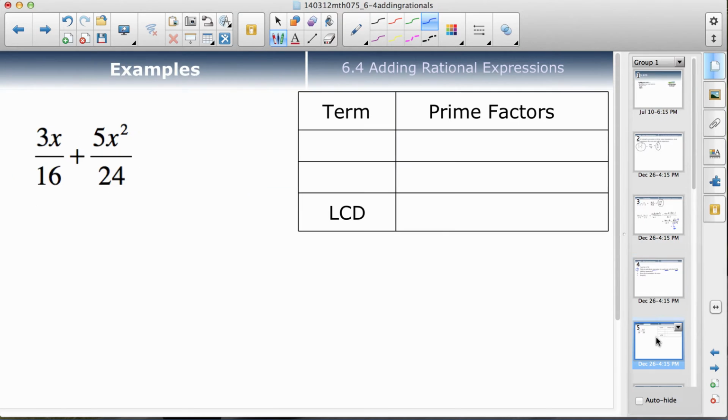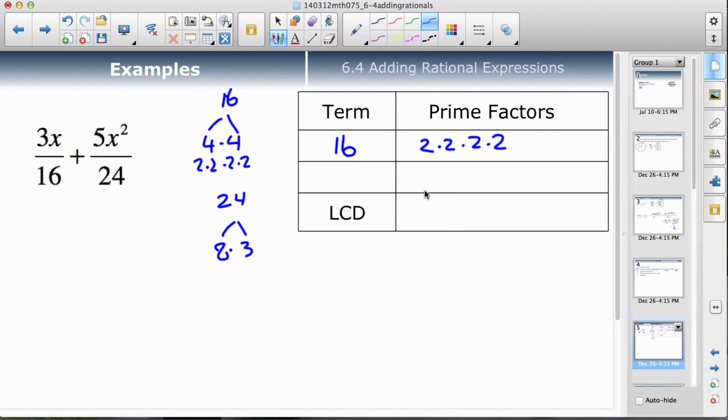Okay, let's try one. So here, I've got one where the denominators are not the same. So I have to find the lowest common multiple. What I did before is I would write the 16 and split it up, and that's never a bad idea. 4 times 4, and then each of those split into 2 times 2 times 2. So if my term is 16, the prime factorization of that is this. If I have 24, it would be 8 times 3, and 8 is 2 times 2 times 2. So 2 times 2 times 2 times 3 is 24.